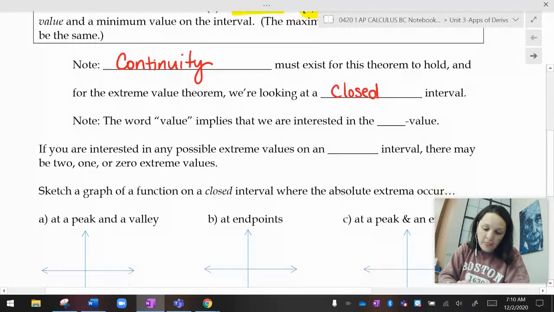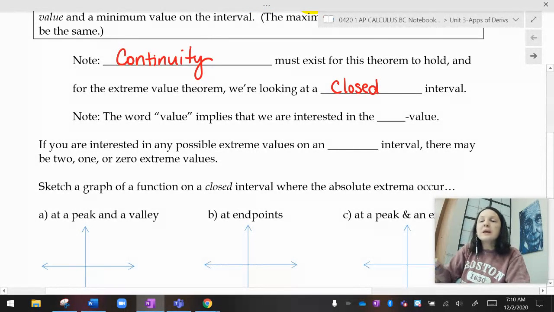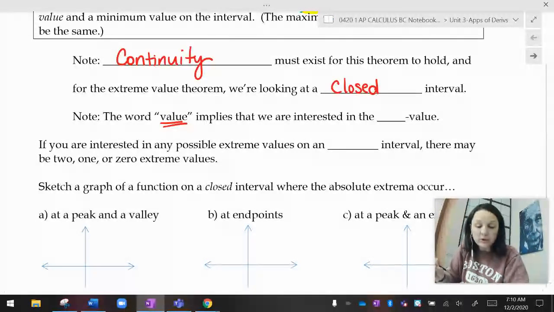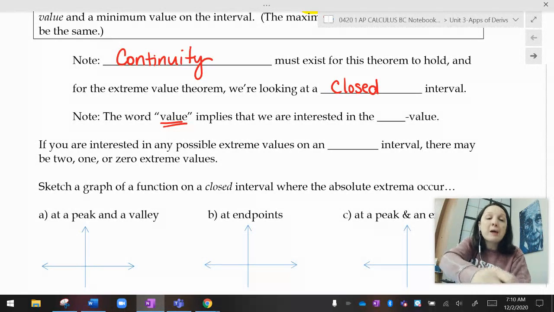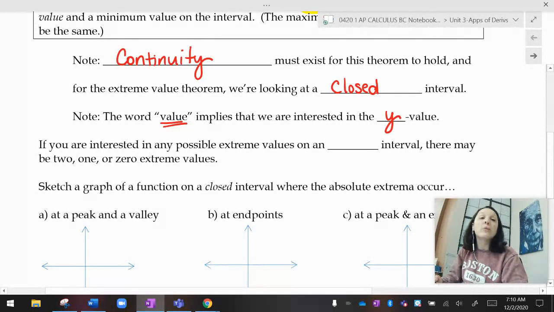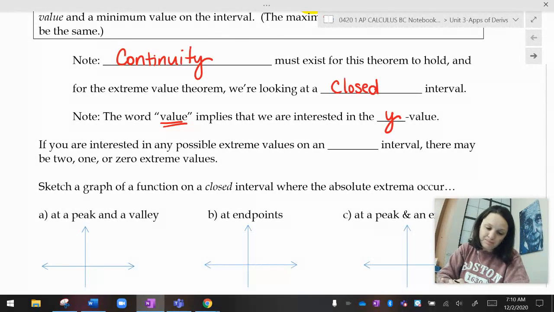Another thing that we're going to talk about here is when we talk about extreme values or absolute extreme values, we are often talking about not just the x value where it occurs, but the y value. So if I say find the absolute maximum value of a function and I just say value instead of x value, what I mean is I want the y value. So long story short, if you are ever identifying absolute max or min, I want to know what the y value is at those places.